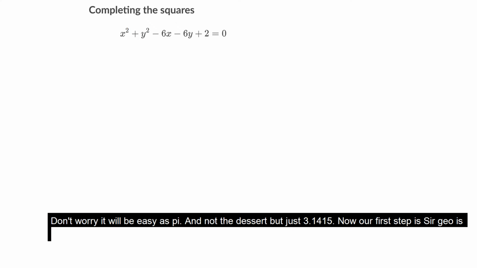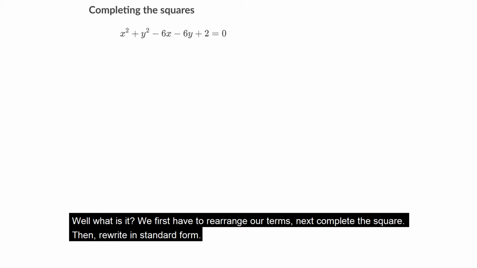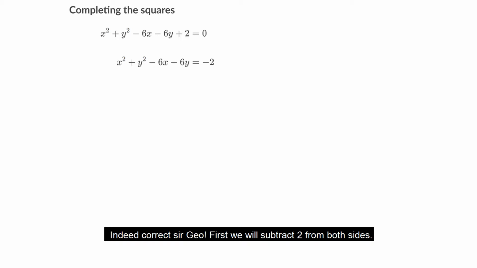Now, our first step is, Sergio. Well, what is it? We first have to rearrange our terms and then complete the square. Then we would rewrite in standard form. Indeed, correct, Sergio. First, we will subtract 2 from both sides.